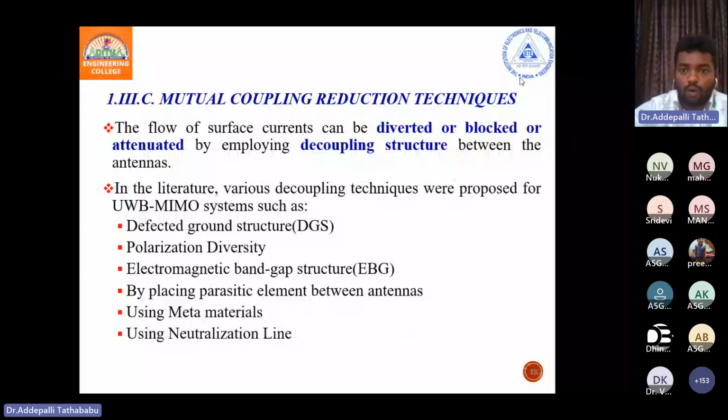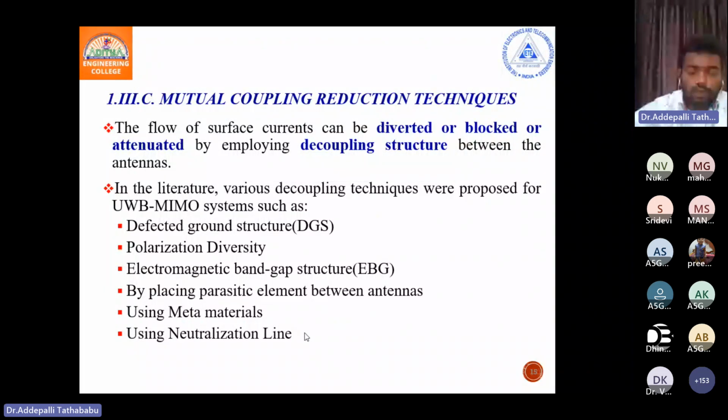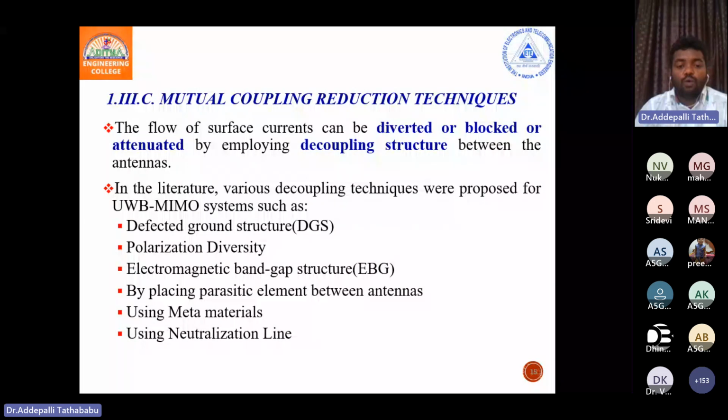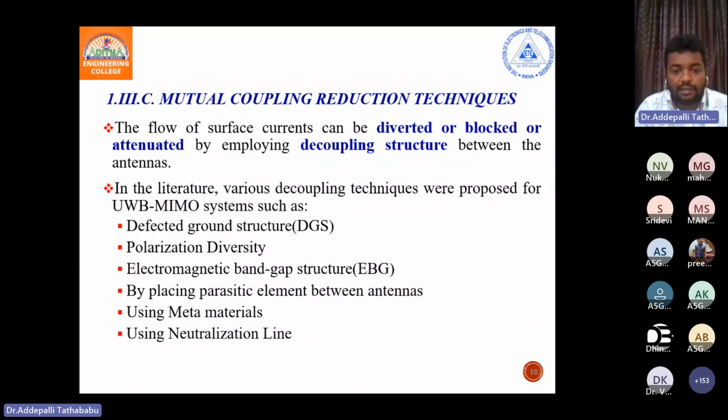So, mutual coupling reduction techniques. The flow of surface currents can be diverted, blocked or attenuated by employing decoupling structures. There are different decoupling structures, that means ways to reduce the mutual coupling between the antenna elements in the MIMO system, or to increase the isolation between them. First, defected ground structures. This is one technique, removing some part of the ground from the whole ground. The removed part may be either periodic or non-periodic structures.